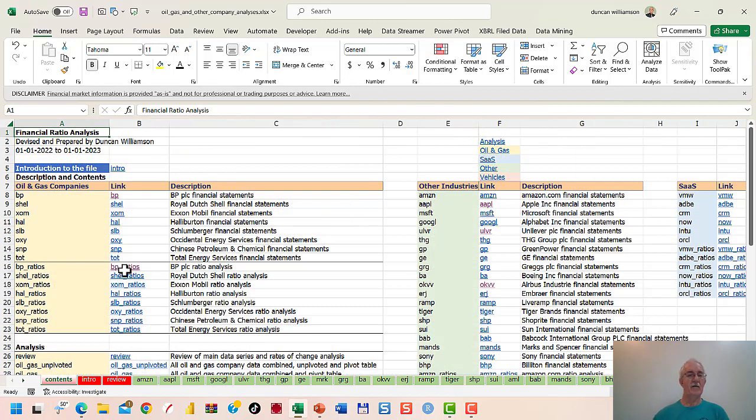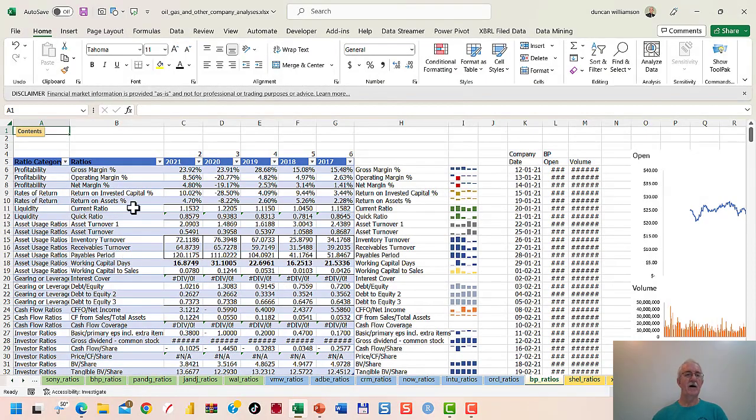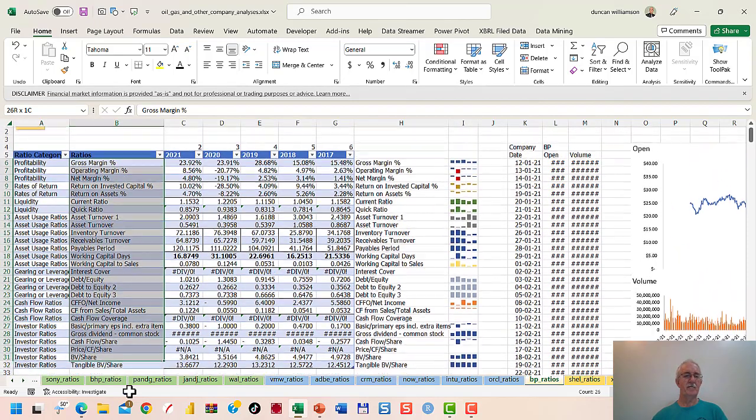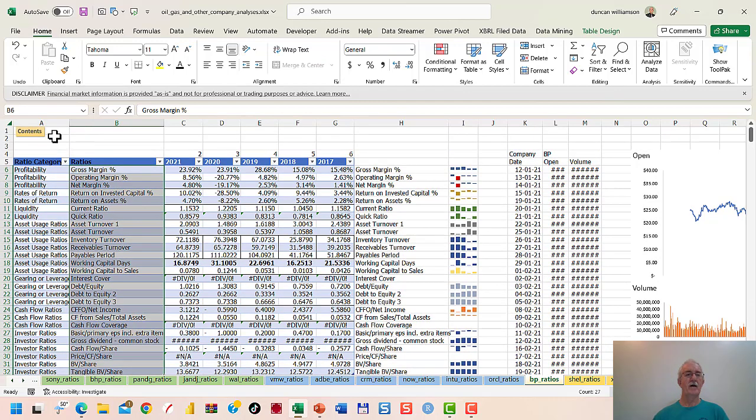What that means is that's this section here. So let's stick to BP. If I click on BP ratios now, it takes me to here, and here we have, as I've mentioned, 27 specific ratios relating to BP. You'll find some overlap between what's here and what's on the review sheet.